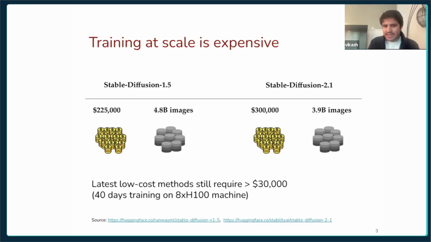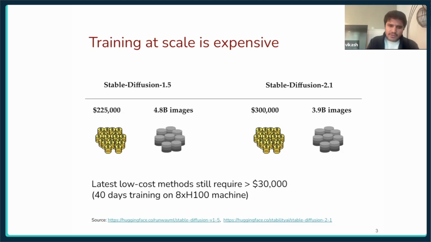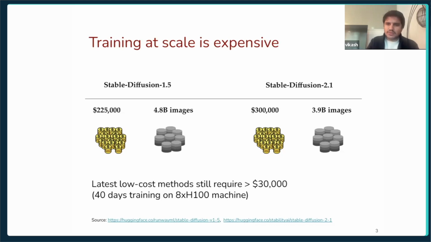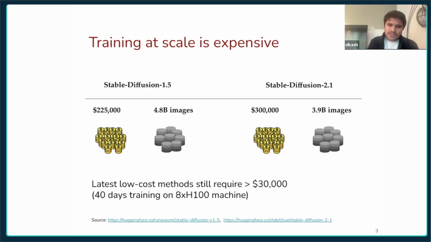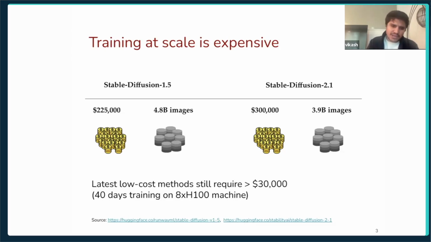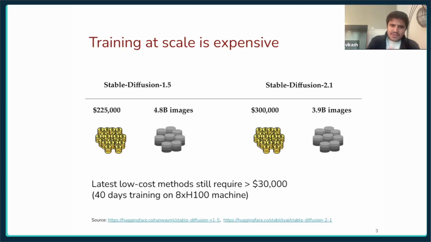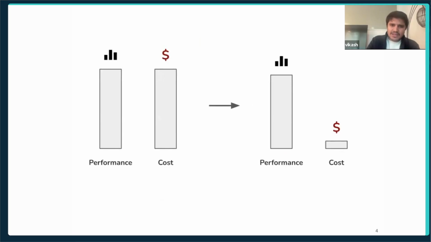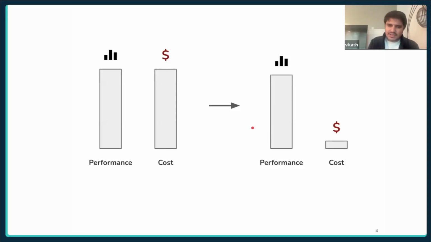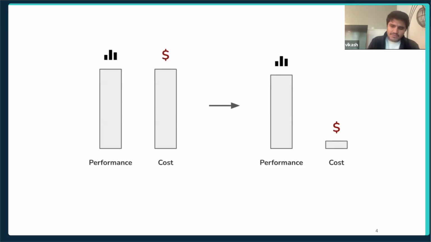If one has to replicate the training of stable diffusion 1.5 and 2.1 today, it would still cost in the order of $30,000 just for one training run to finish, or in other words, roughly 40 days on 8 H100 GPUs that are commonly available in academic labs or small scale industry research labs. So the objective we had was, how can we build a test bed that can retain the similar performance of large-scale diffusion models, but can drastically reduce the cost required to train them?